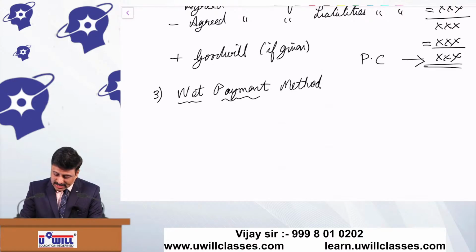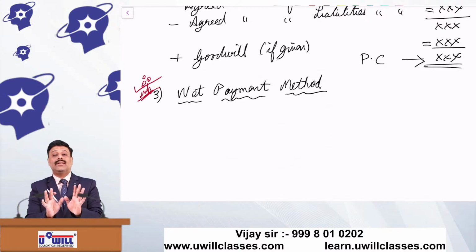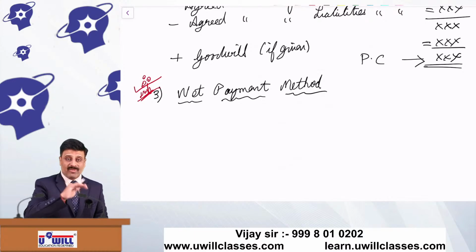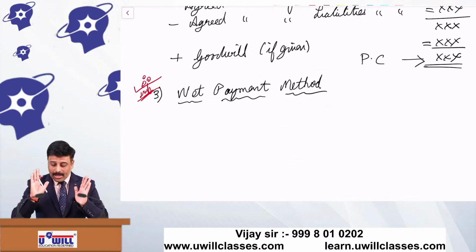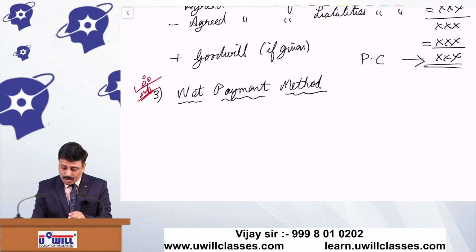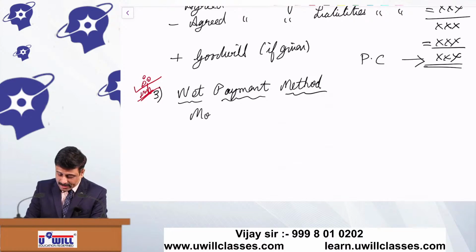Now, this one is very important from the exam point of view. For 2.5 marks, generally they would ask you a question on this third method, net payment method, or the fourth one, which we will see. Net payment method means what will be given to you is modes of payment. Different modes of payment will be given.